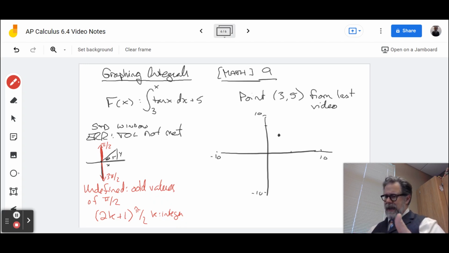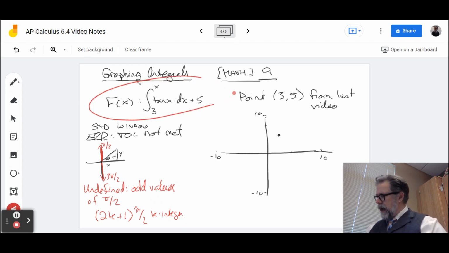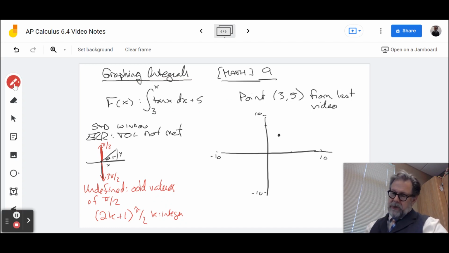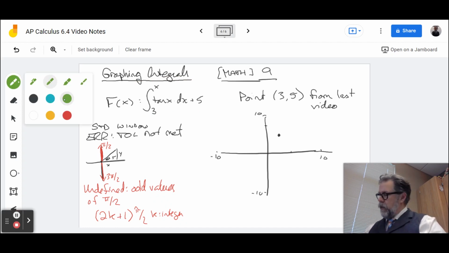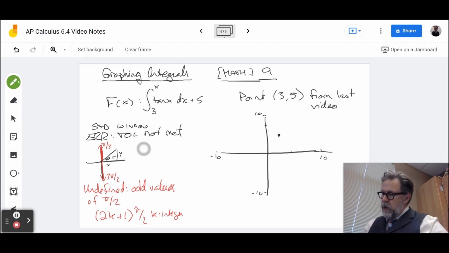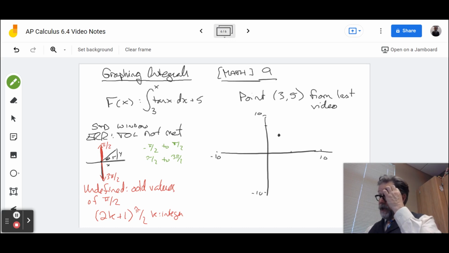So we basically can't do this anywhere near vertical asymptotes. We can get pretty close, but we can't do it across a vertical asymptote. So the question is, where can we do it? Well, we know negative pi over 2 to pi over 2 will work. We know that pi over 2 to 3 pi over 2 will work. And so on, back and forth between our asymptotes.